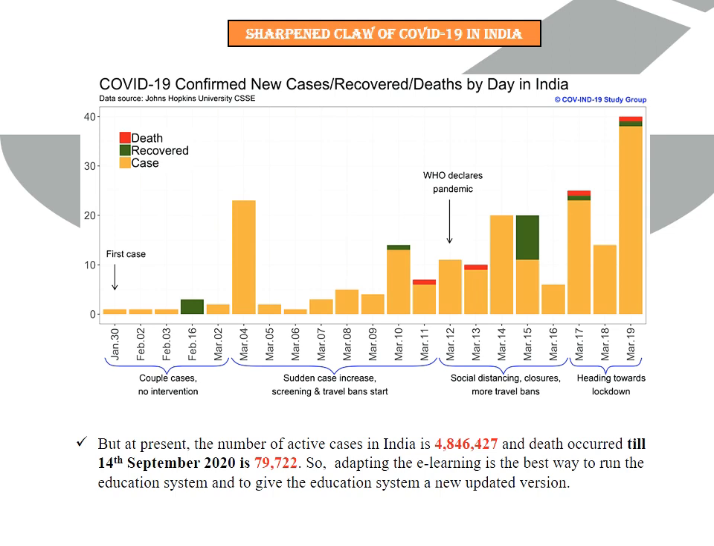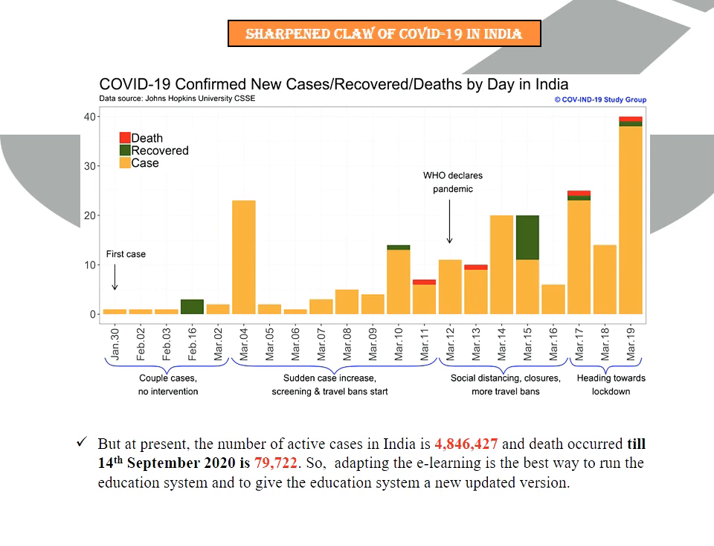But one thing I'm sure we all have seen, that no segment in our nation, starting from politics, finance, or anything, has been stopped. Initially it was, but right now it is running with a new idea, new technology. At present, the number of active cases in India is 48,46,427, and deaths till 14 September 2020 are 79,722. It's a big number.